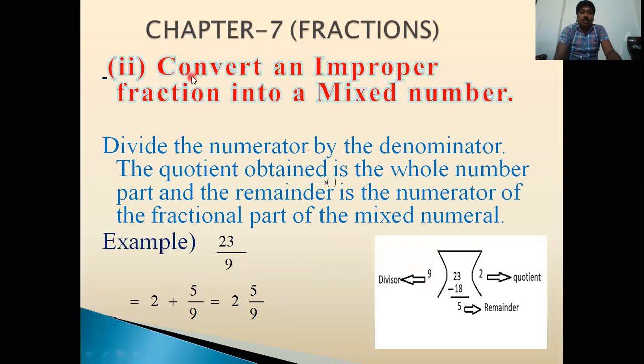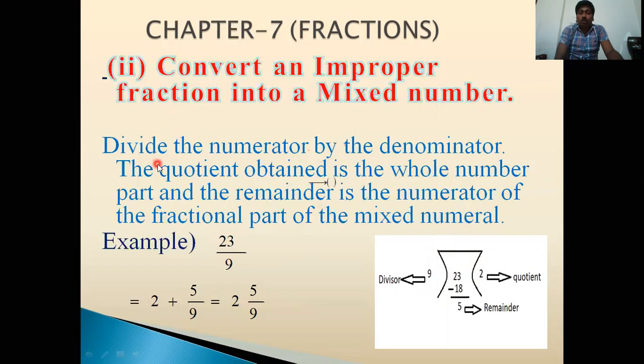Now, students, let us convert an improper fraction into a mixed number. This is the reverse. How can we do it? Divide the numerator by the denominator. What is the numerator? 23, and 9 is the denominator.